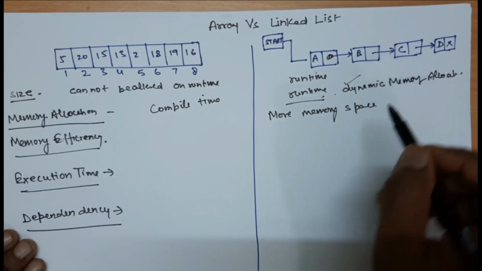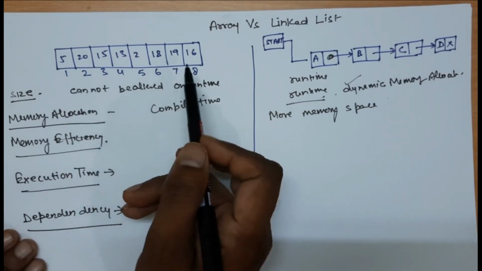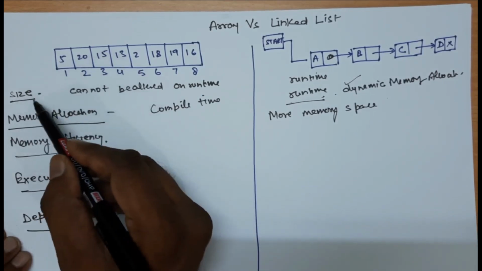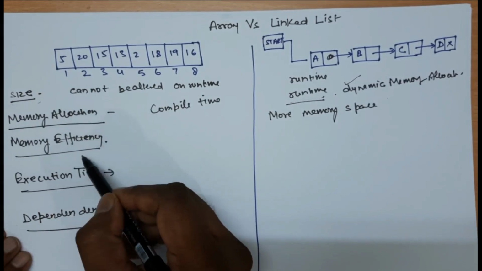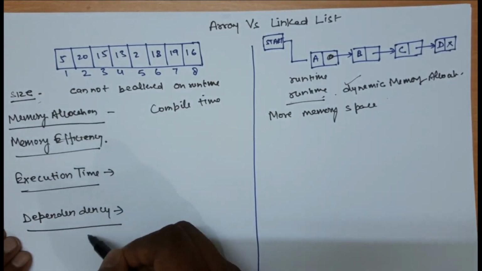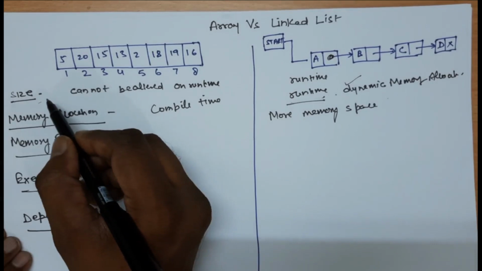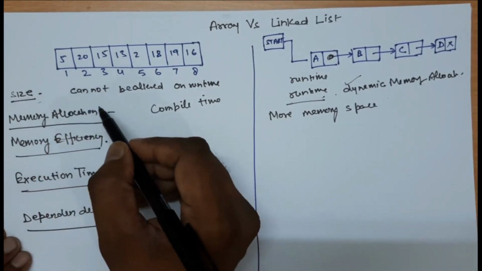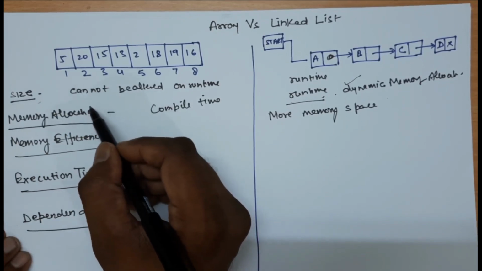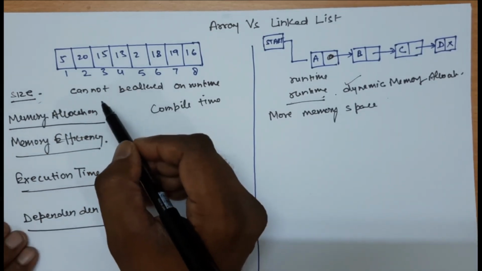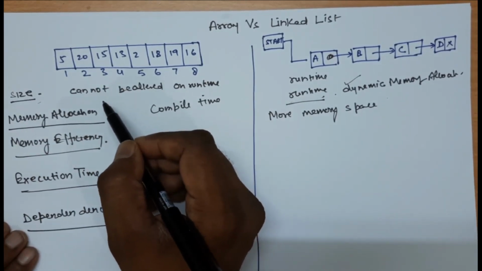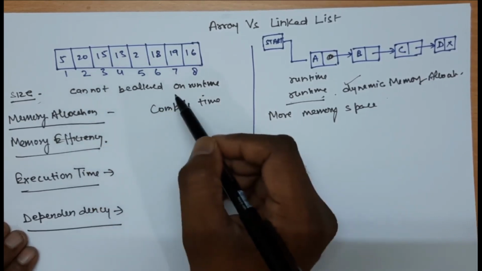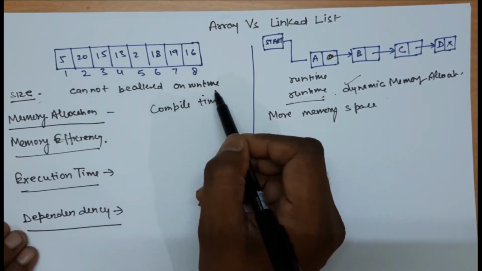We can analyze the difference between the two data structures by different parameters. They are size, memory allocation, memory efficiency, execution time, and dependency. So let us see the first parameter, size. Here in the array data structure, the size of the array is fixed. The size of the array is static, meaning the size of the array cannot be altered during the runtime.